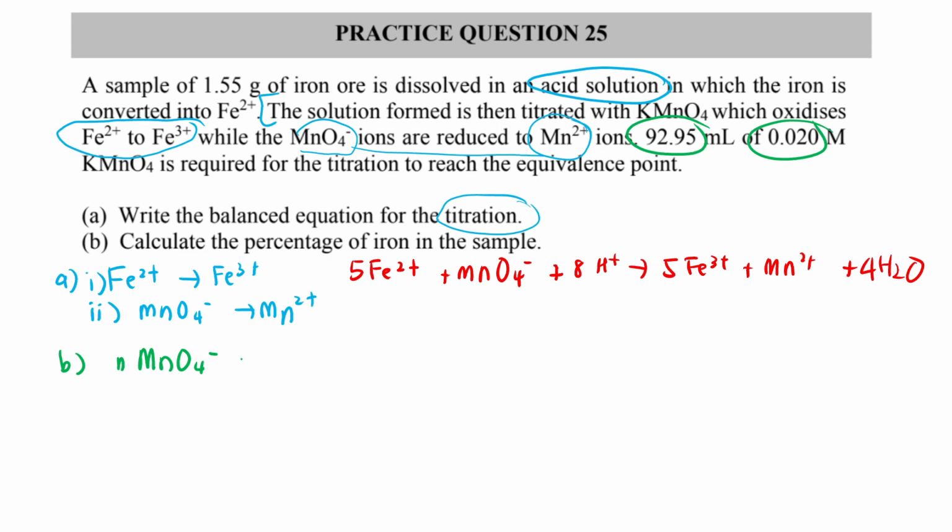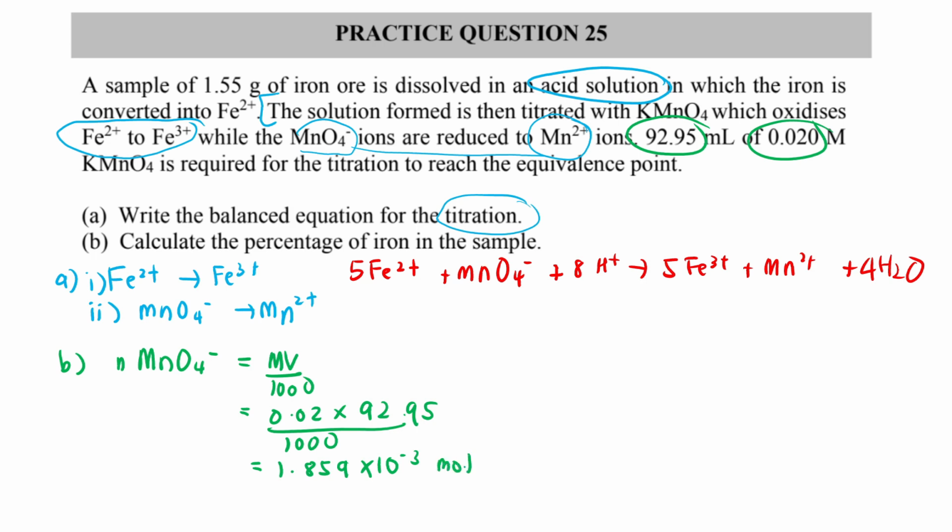So to calculate for mole, MV over 1000: molarity times volume divided by 1000. Why divide by 1000? Because the volume is in mL. So 0.02 times 92.95 divided by 1000 gives 1.859 exponent negative 3 mole. Okay, we want to calculate for iron.